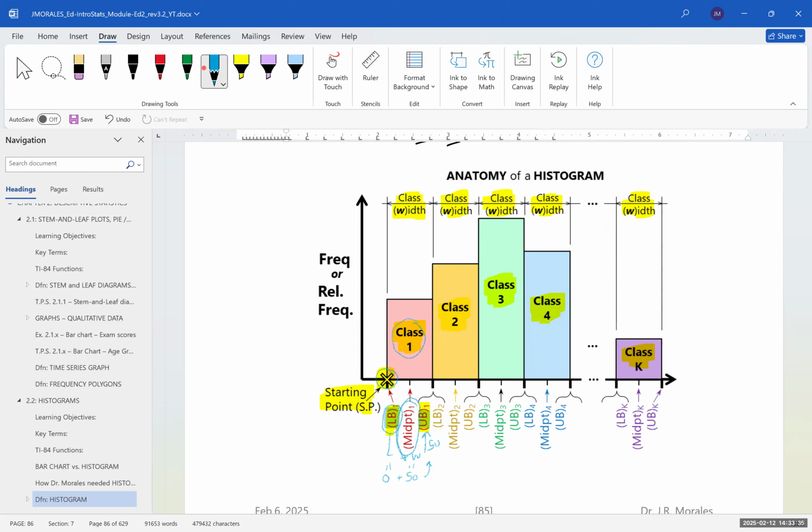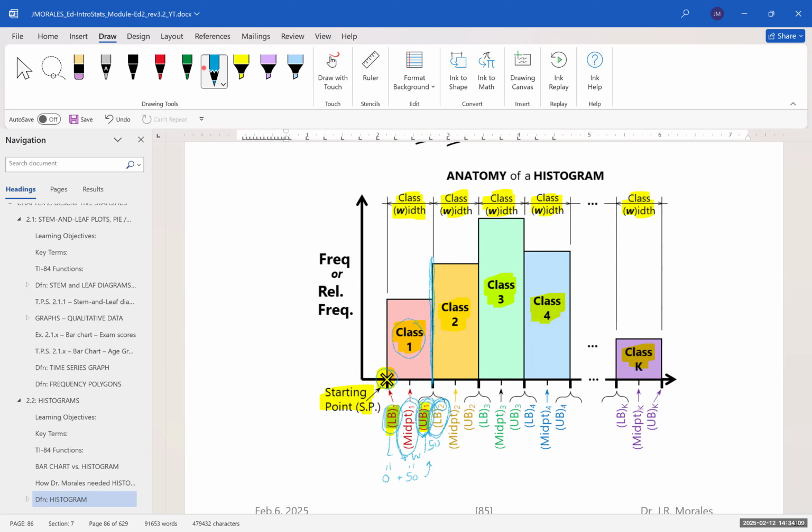Now, another point of interest here is notice that I've got this little subscript 1 here next to the upper bound, and I have a different subscript 2. And that's because you'll notice that class 1 and class 2 actually share a boundary. Okay, they share a boundary. And so the upper bound of class 1 is the lower bound of the next class, class 2 in this case.